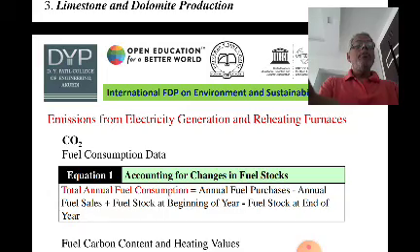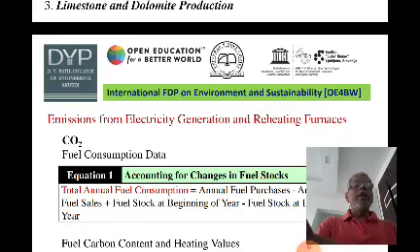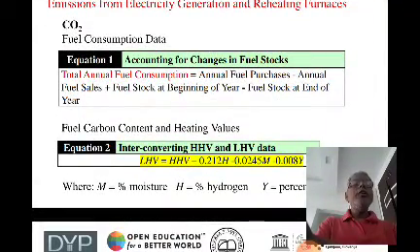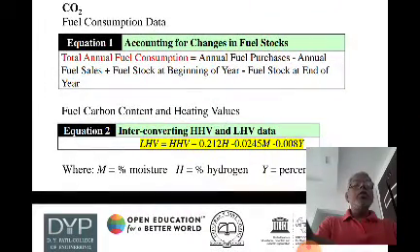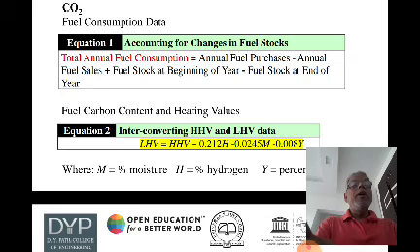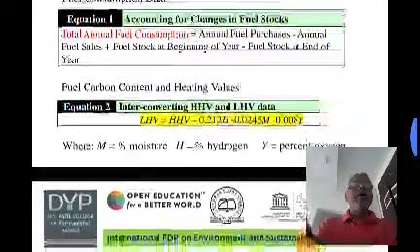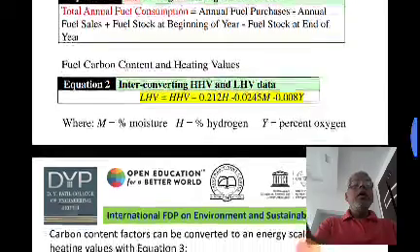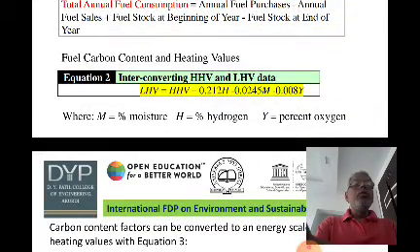So, emission from the electricity generation and the reheating furnaces. You can see the CO2, first fuel consumption data. So we'll use this equation one: the total annual fuel consumption is equal to the annual fuel purchase minus the annual fuel sale plus the fuel stock at the beginning of the year minus the fuel stock at the end of the year.